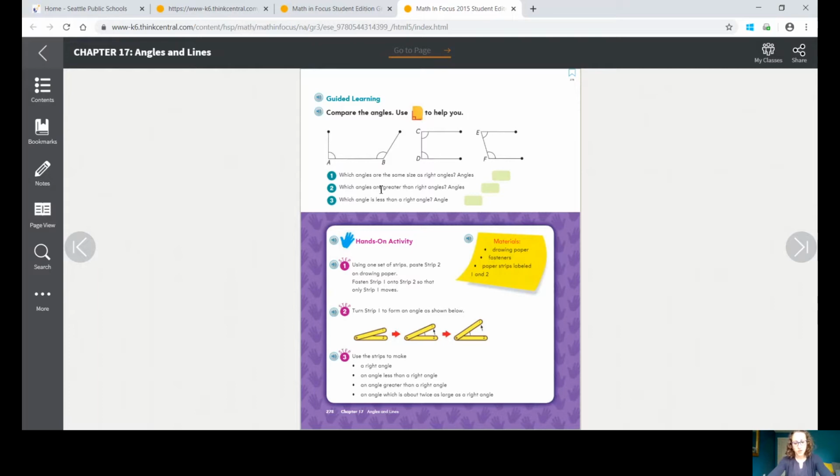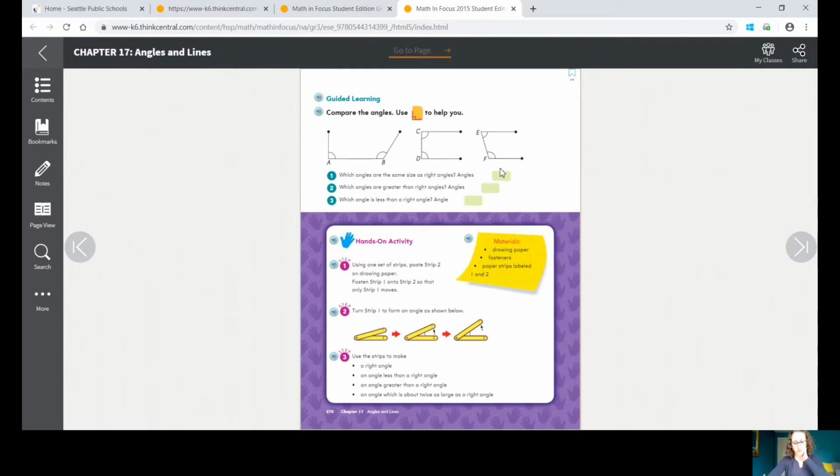All right, number 2, it says which angles are greater than right angles, so larger. You might need to pause me in order to do that. You know that 3 of those have already been used, so you can eliminate those. So greater would be this one, B, and also F by a bit. All right, last one on this page. Which angle is less than a right angle? There's just one. Yep, angle E is the only one that's left.